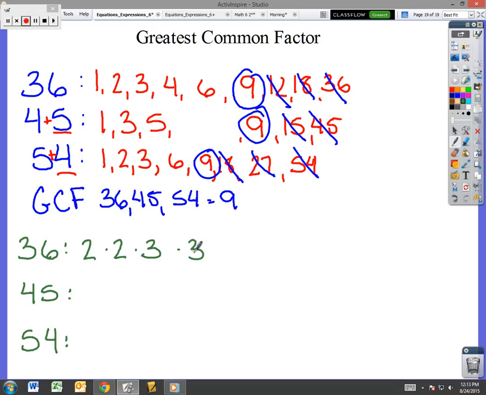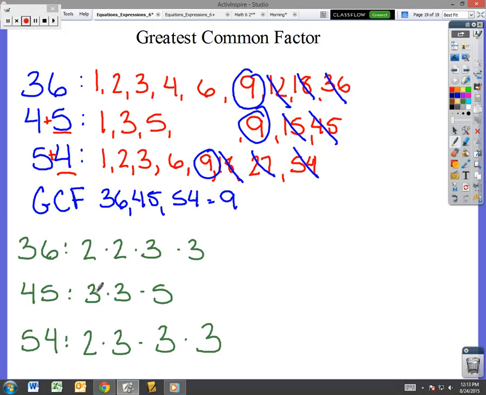Quick check of this. 3 times 3 is 9. 2 times 2 is 4. 4 times 9 is 36. 45. That's 5 times 9. Wait, 9 is not prime, but 3 times 3 is the prime factorization of 9. So I have 3 times 3, which is 9, times 5. We go 54. That's 6 times 9, but 6 we know is 2 times 3, and 9 we know is 3 times 3.